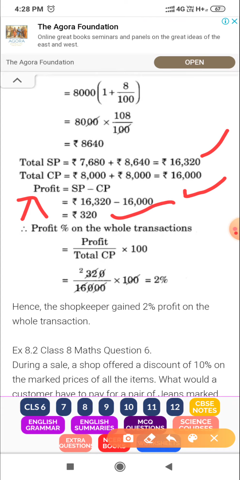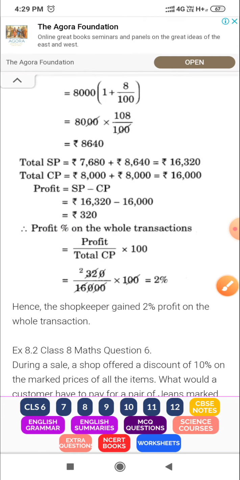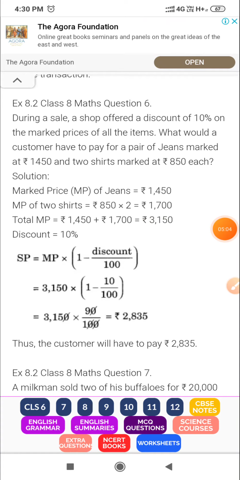But we have to find out the profit percent. For this we divide profit by total CP, and we multiply this by 100. So we have 320 divided by 16,000 multiplied by 100, and our answer is 2%. Now move to our next question.